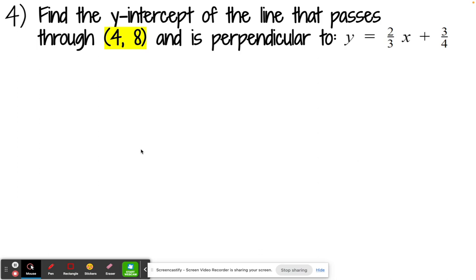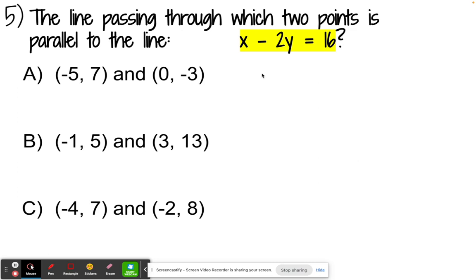The line passing through which 2 points is parallel to this line? Oh, goodness. Well, this line, let's find the slope first. I'm going to subtract x from both sides, and I'll get negative 2y equals negative x plus 16. And my last step will be divide everything by negative 2.